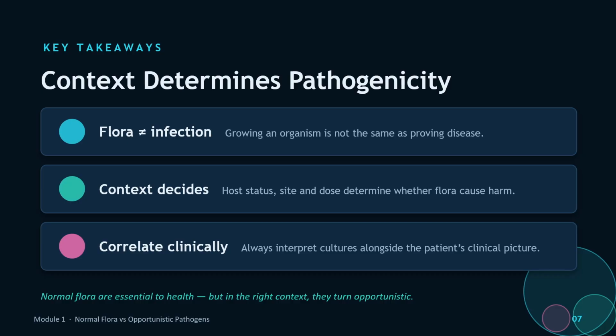You must read every culture result alongside the patient in front of you, the history, the clinical signs, the site sampled, and whether the organism and quantity actually explain what you're seeing. Do that and you'll interpret microbiology like a clinician rather than a lab printout. You'll avoid overdiagnosis, use antibiotics responsibly, and still catch the genuine opportunistic infections when they matter. Normal flora are essential to health, but under the right conditions, they turn opportunistic.